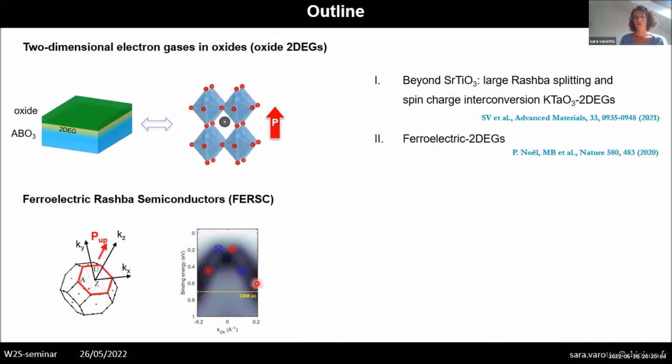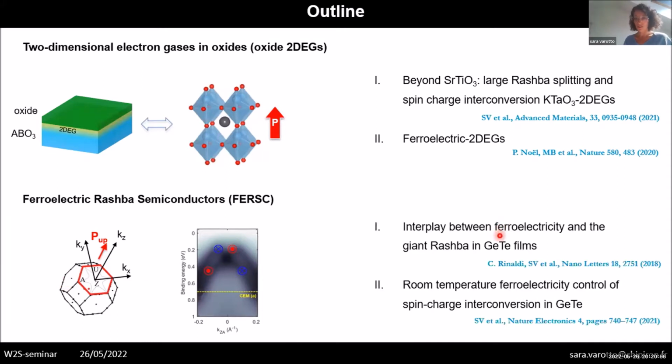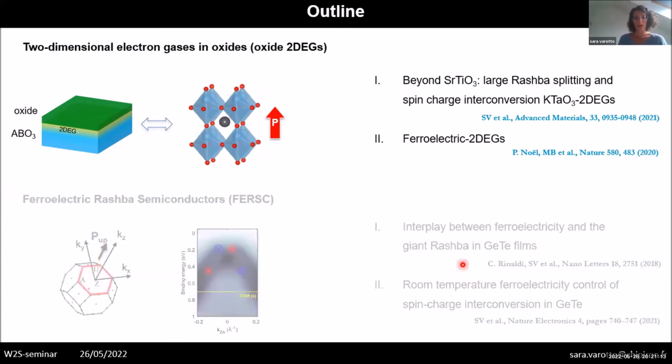And so I will show you the experimental evidence of this, so how we can actually change the Rashba effect in germanium telluride films by means of ferroelectricity. And in the last part, I will show you how we can achieve this ferroelectric control of spin charge interconversion at room temperature. So let's start from the two-dimensional electron gases.